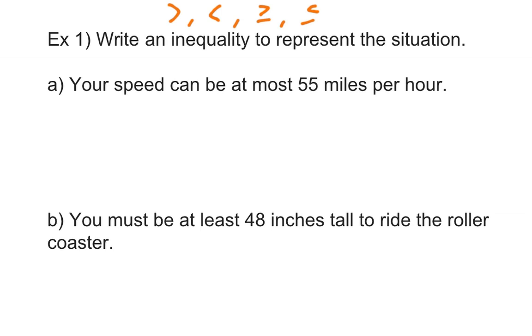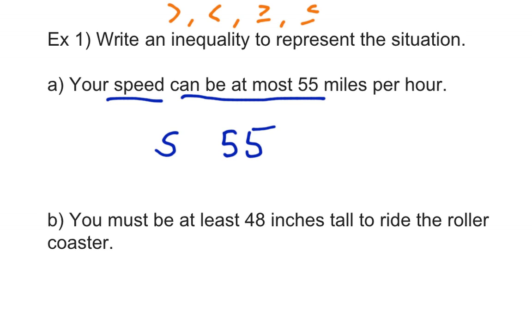The first thing I'm going to point out is you always have to know what we're talking about. Since we're talking about speed here, we're going to assign that to be our variable because we don't know how fast we can go, but we have to put something down for a variable. Usually the variable we pick represents the words we're talking about, so since it says speed, I'm going to write down S for speed. It says it can be at most 55 miles per hour. If we think about what that means, at most means it can't be any bigger than 55. It can be 55, it just can't be bigger.